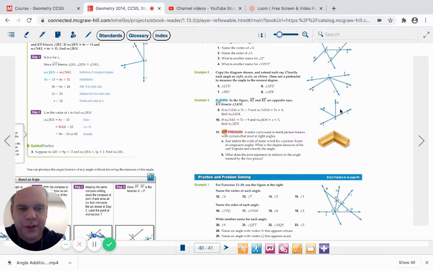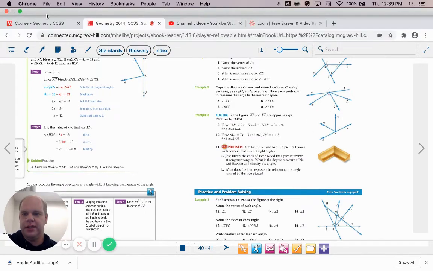So let's look at the first one. It says the measure of, and the little m there means measure, of angle LKM equals 7x minus 5. The measure of NKM equals 3x plus 9. So this is NKM. This part equals 3x plus 9, and the whole thing equals 7x minus 5. If this part equals 3x plus 9, this section over here must also equal 3x plus 9. So when you add them together, they equal 7x minus 5.